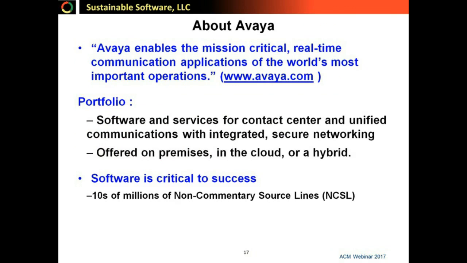Avaya was a spinoff from Lucent Technologies. It spun off in 2000. Lucent itself was a spinoff from AT&T in 1996. At the time of spinoff, Avaya Labs was created under the leadership of Ravi Sethi, with research staff from Bell Labs, as well as staff from other companies and from leading education institutes.